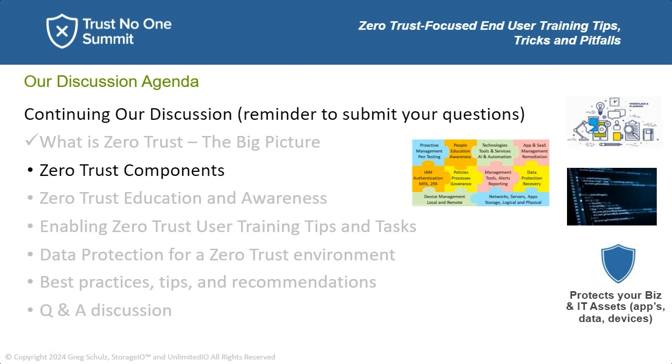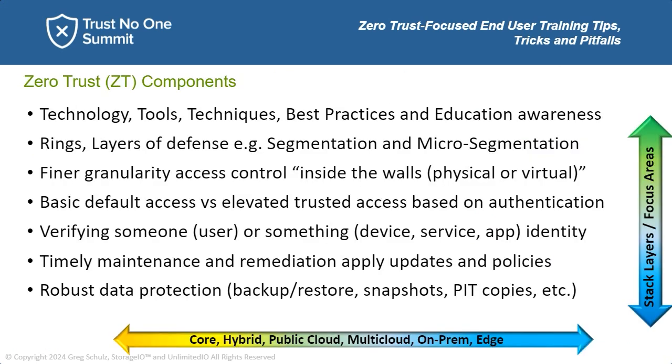So we talked about zero trust, some of the big picture things. Let's dig into this a little bit more and look at some of the components. There are the tools, the techniques, the technologies, the best practices and awareness. One of the key things is having those rings, those layers of defense, but also segmentation as well as microsegmentation. Thus, zero trust spans security, data protection, networking, server, storage management, applications.